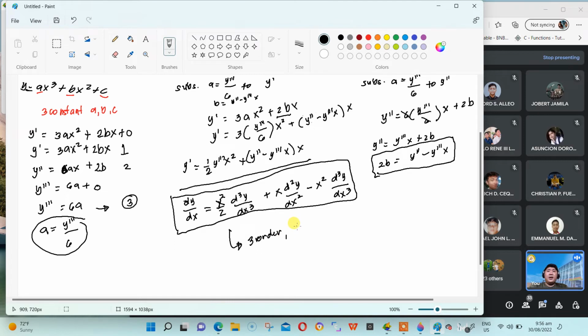What is the degree? First degree, since this is not powered. Okay? It was not powered. So here, again, this answer could be different from each of you.